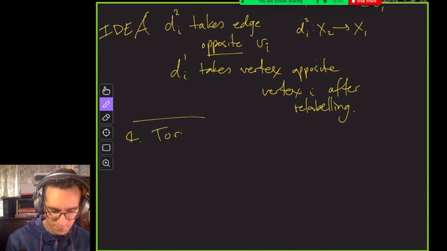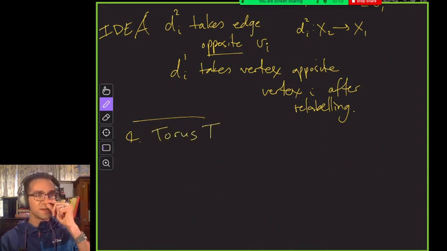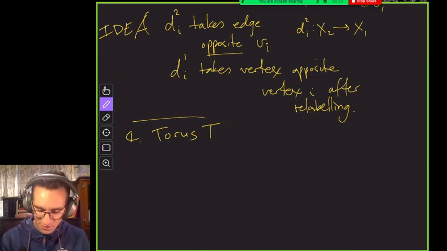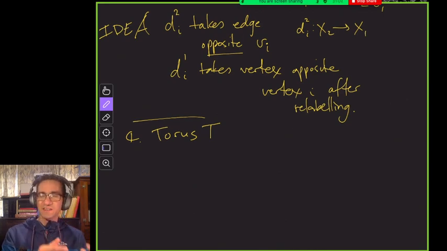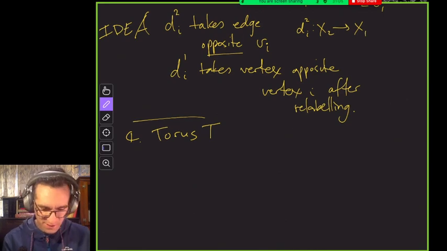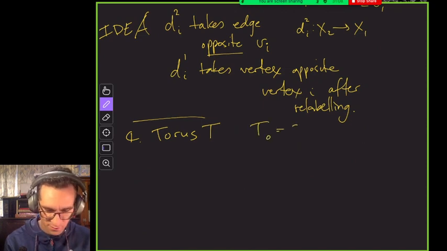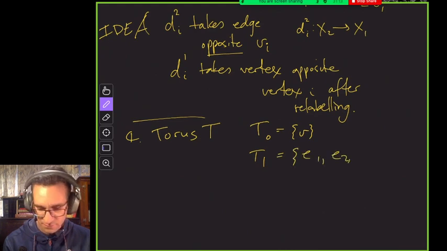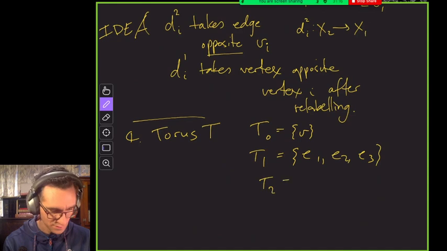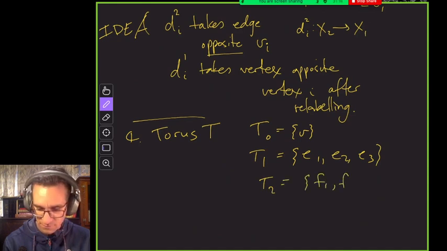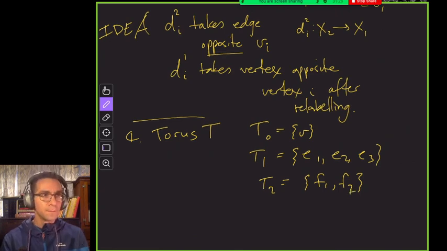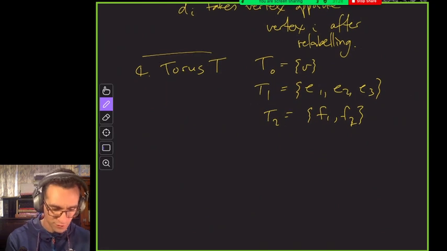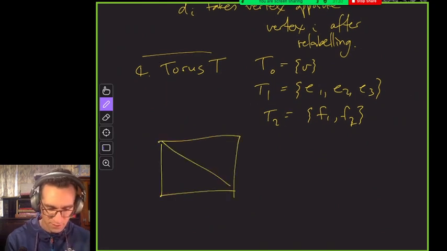Kind of a torus. Right, so before I triangulated the torus in some weird way, what did I do? I sort of made it 2 rectangles and then cut the rectangles in half. I can do it more efficiently. So let's take T0 to consist of a single vertex, T1 to have 3 edges, and I have 2 faces, 2 triangular faces. Where I will draw this, for ease of figuring out what's going on.